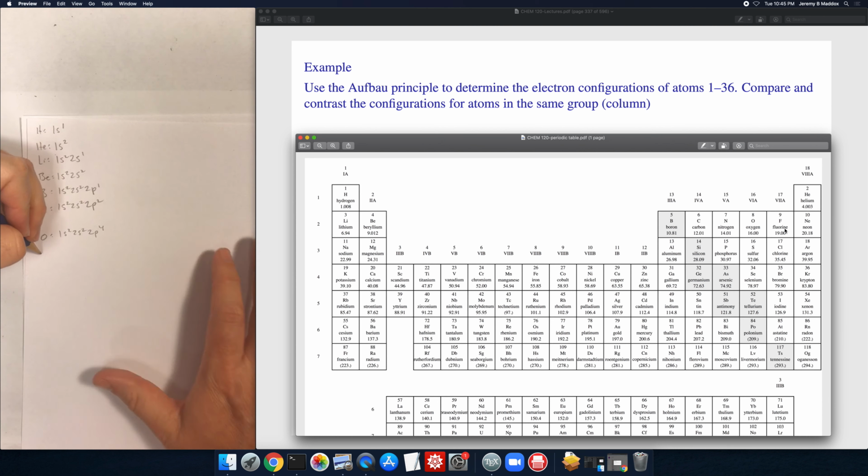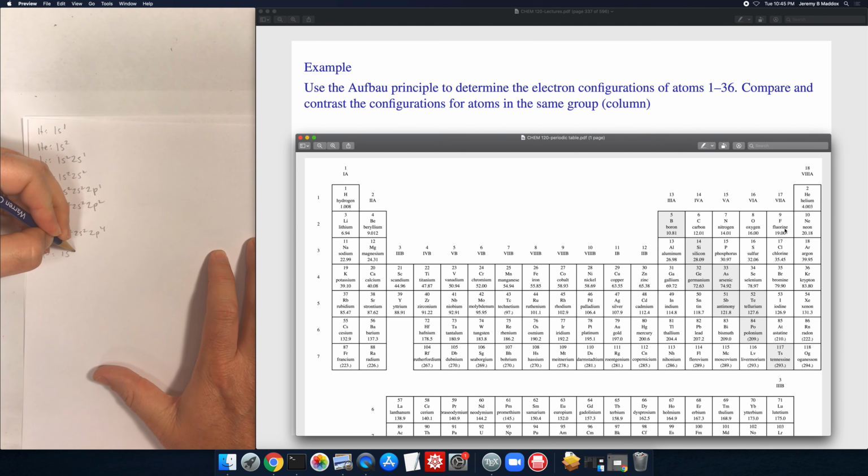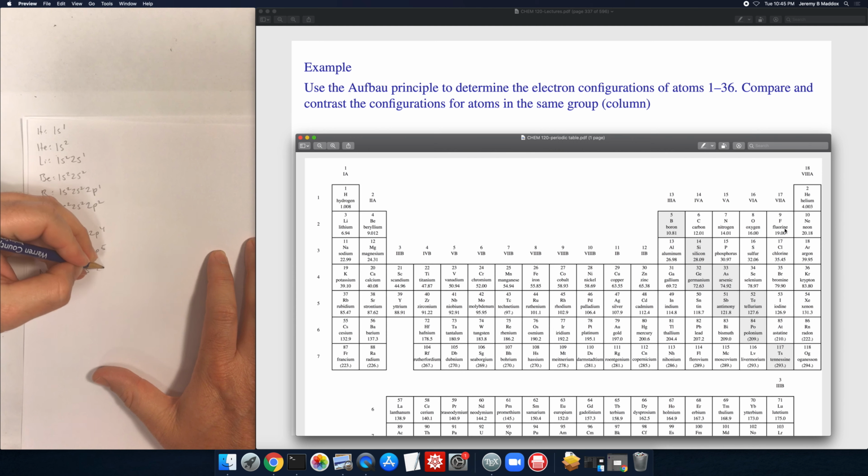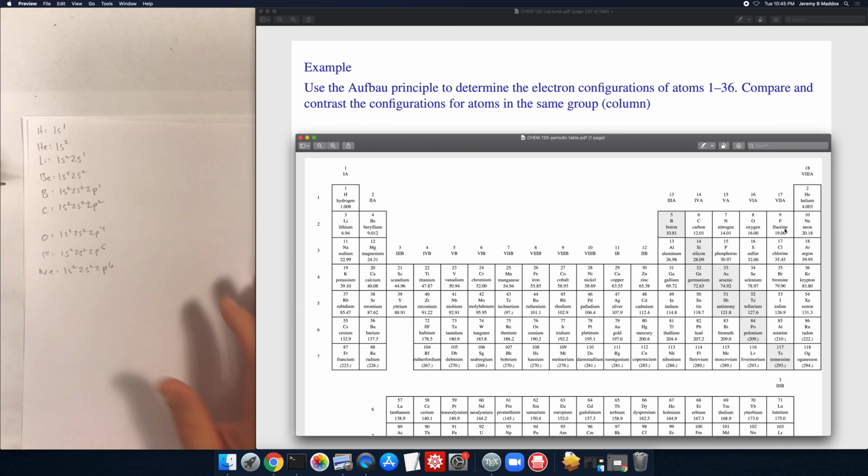For fluorine, it's going to be 2p5. And then for neon, it's going to be 2p6, a completely filled n equals 2 shell. In fact, all of the noble gases have a completely filled p subshell. All of the group 2 atoms have a completely filled s subshell.